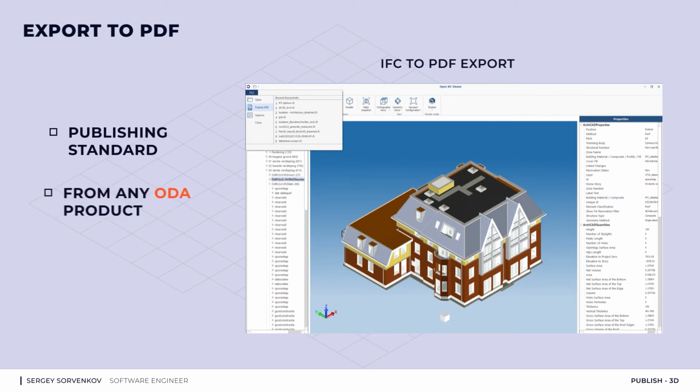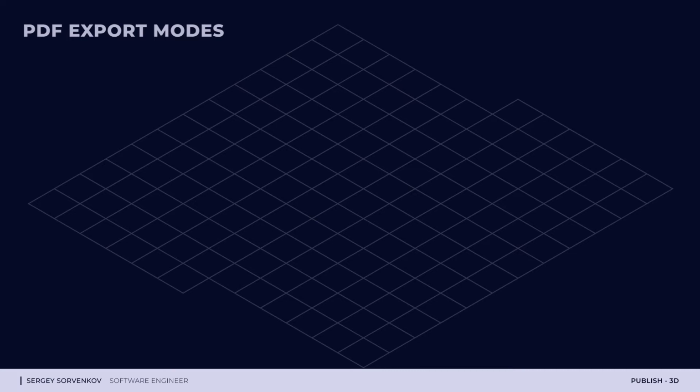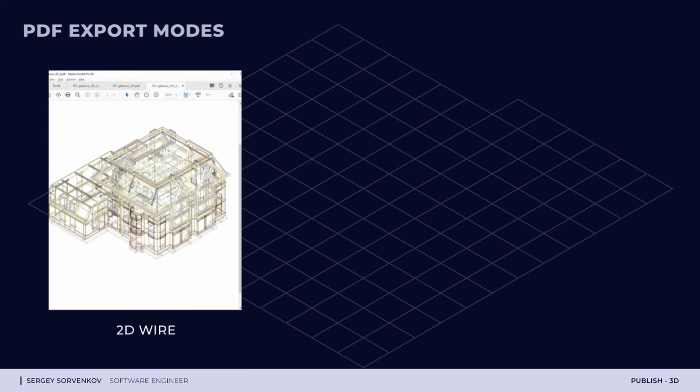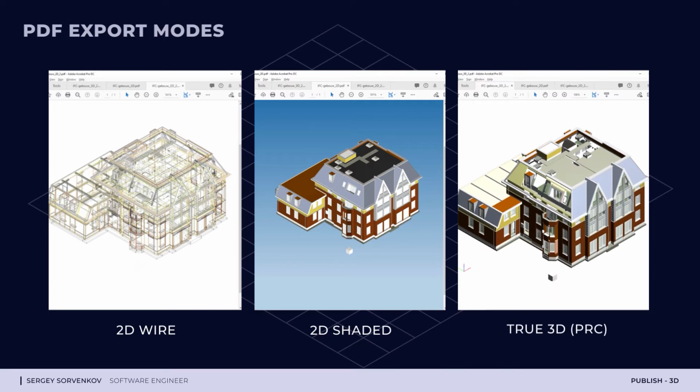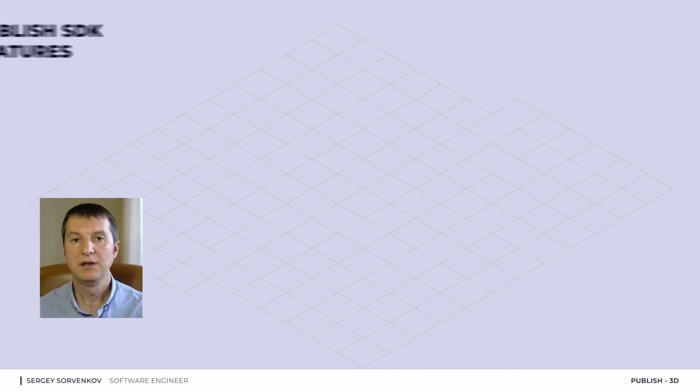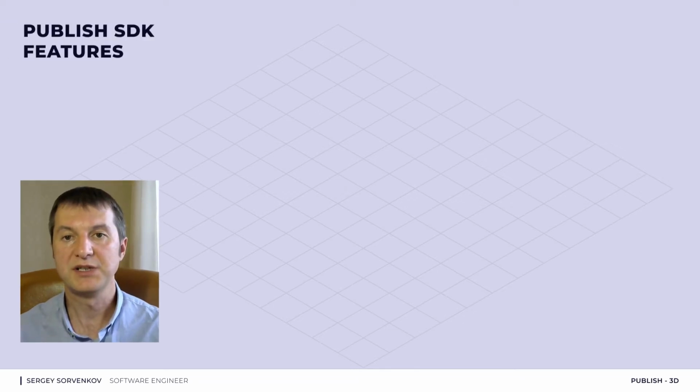Here is an example of some model loaded into the ODA multi-format viewer application. And here, the same model is shown in PDF generated using different geometry export settings. So, PDF export is a high-level feature that deals with the whole scene. For multifunctional publishing, the SDK provides a powerful yet easy-to-use API.